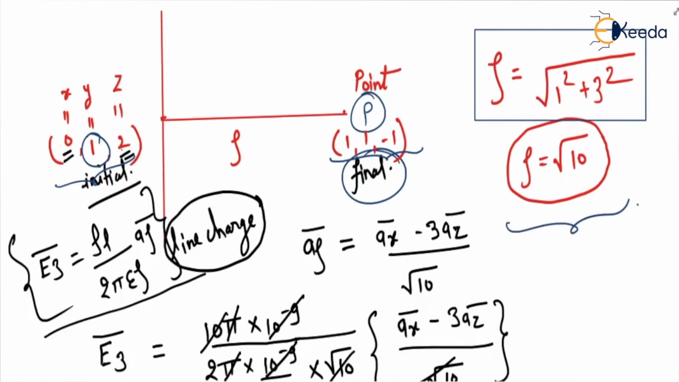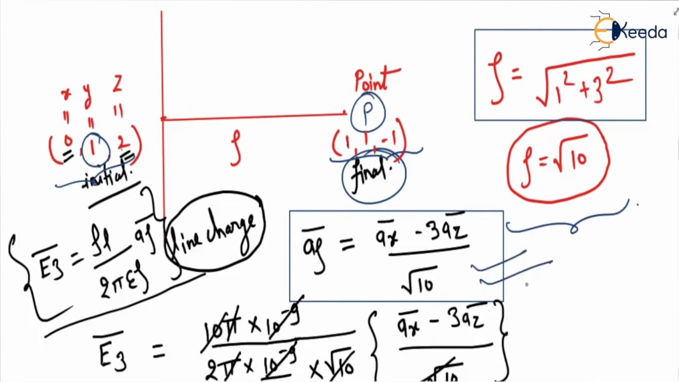The unit vector a_rho is final minus initial divided by magnitude. So this point is final, this point is initial, so final minus initial divided by magnitude. So it is 1 minus 0 a_x, 1 minus 1 cancels, and -1 minus 2 is minus 3 a_z. So a_x minus 3 a_z divided by root 10. This is the unit vector.